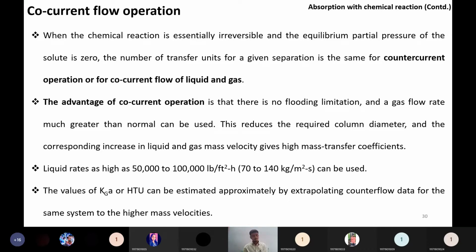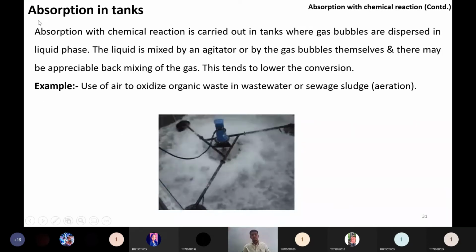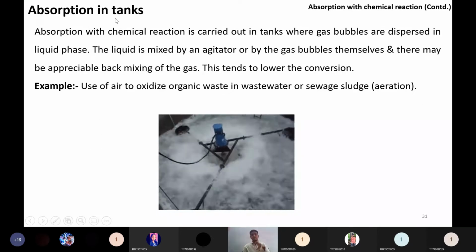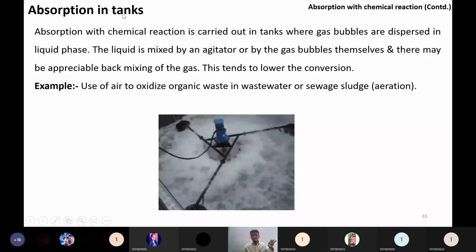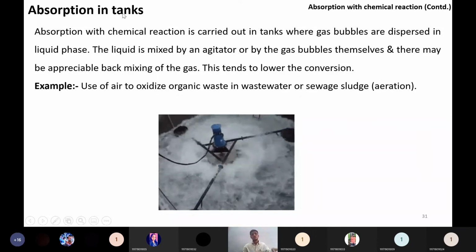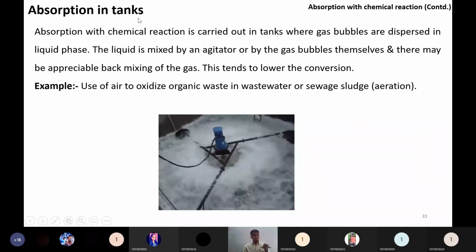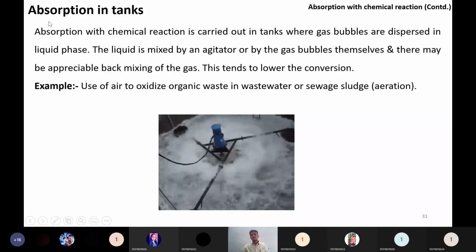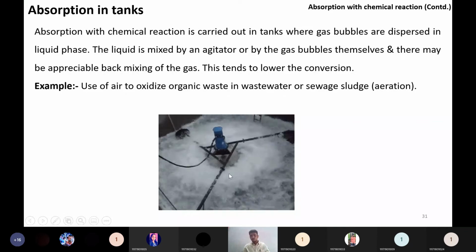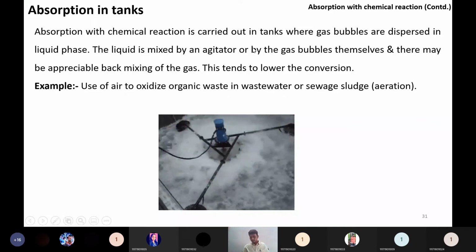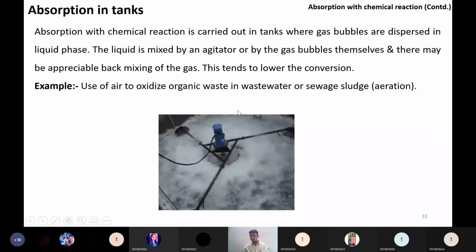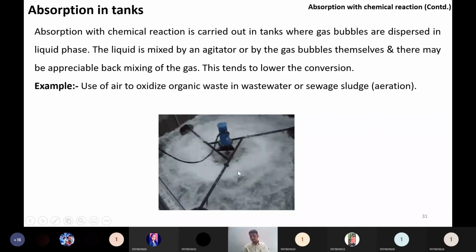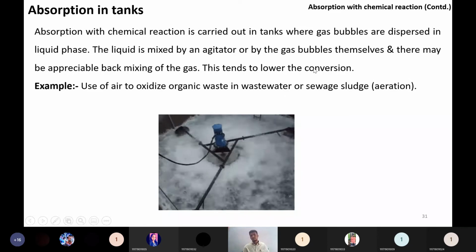Yes, sir. Okay, then the next is the last topic. This is the same absorption with chemical reaction, which can be carried out in absorption tanks. Generally in tanks, what happens in absorption with chemical reaction? There will be a dispersion. So gas bubbles will be dispersed into the liquid phase. The liquid is mixed by an agitator or by the gas bubbles, and there may be an appreciable back mixing of the gas. So this tends to lower the conversion.